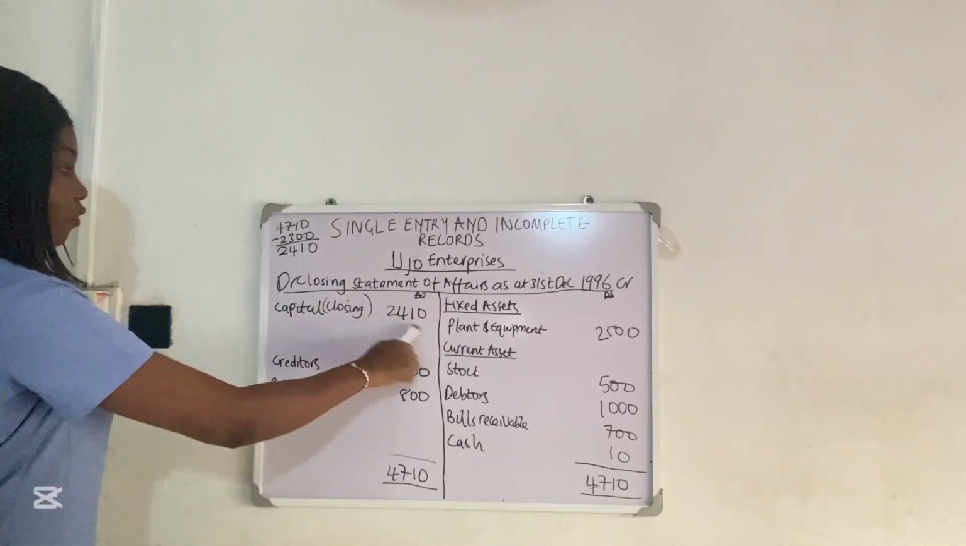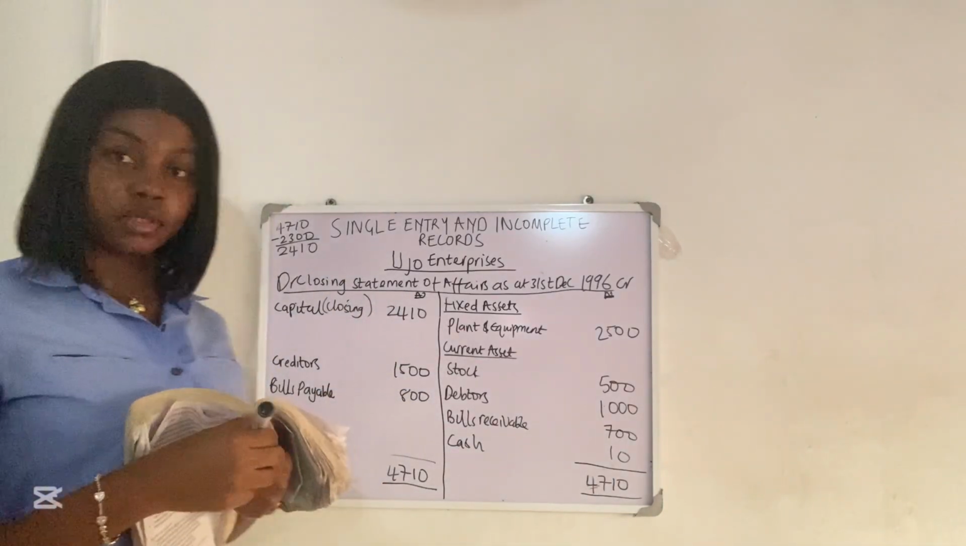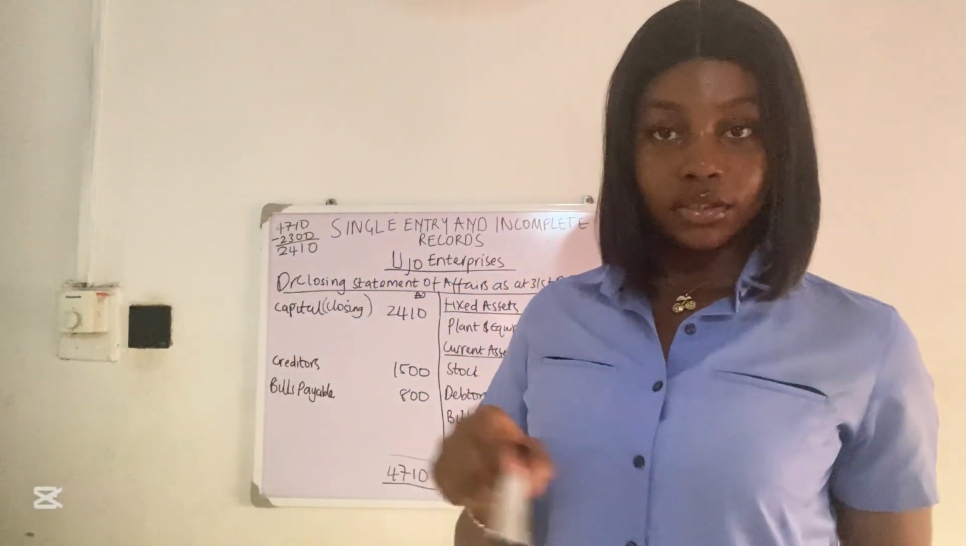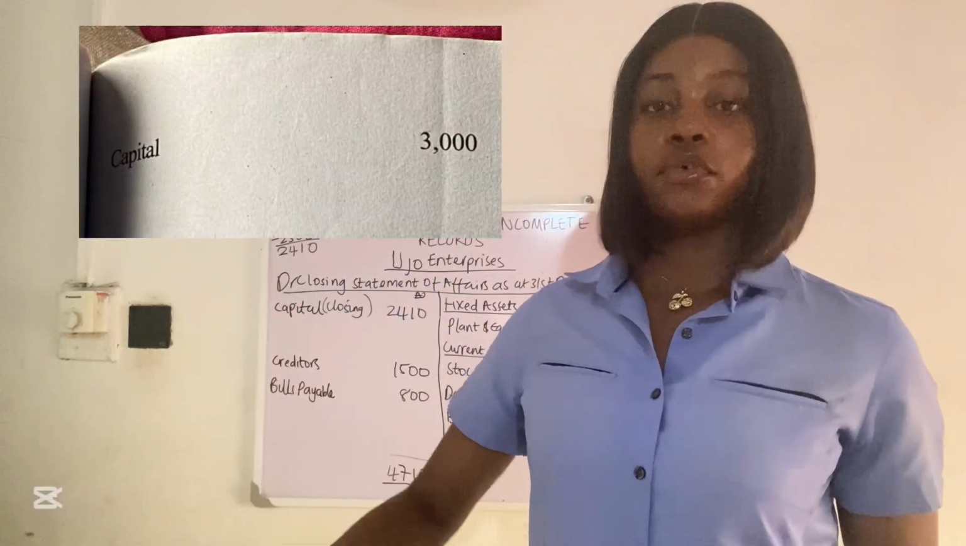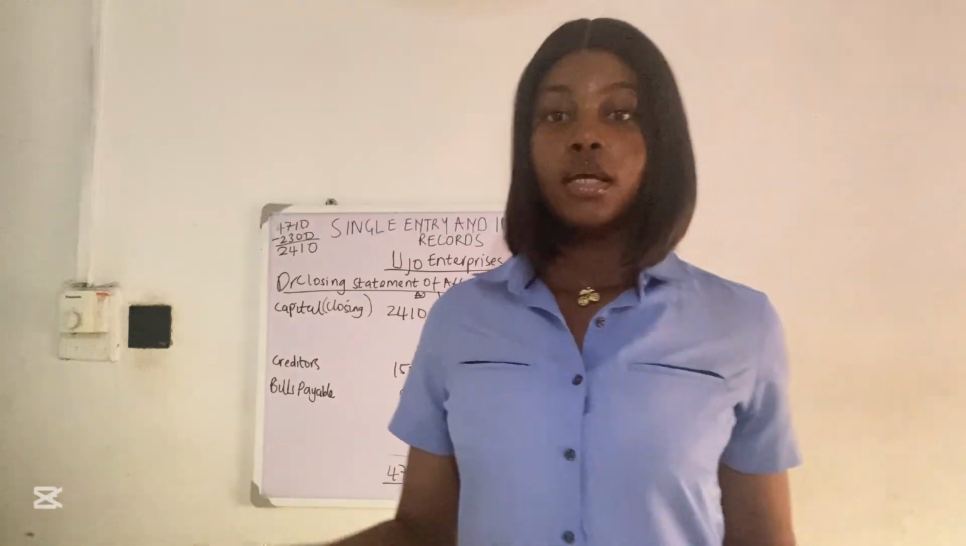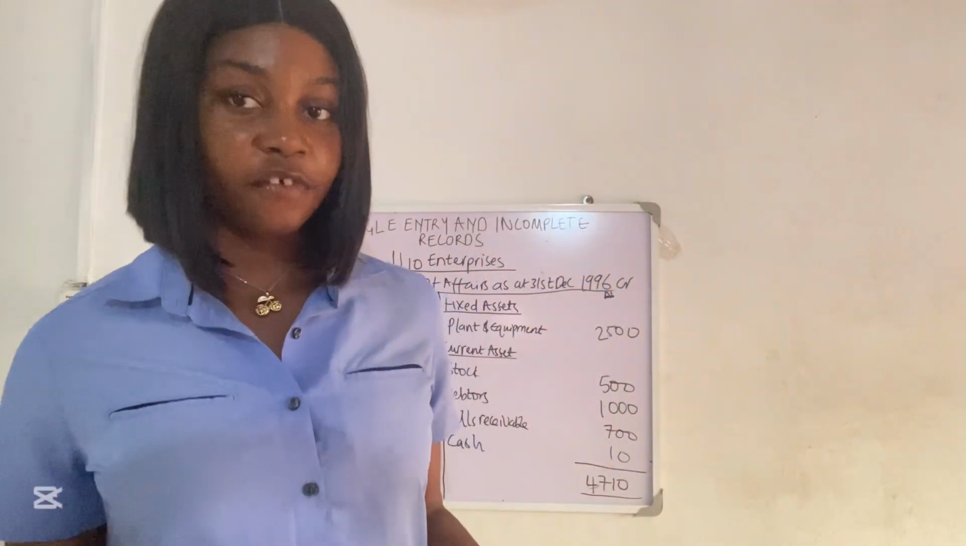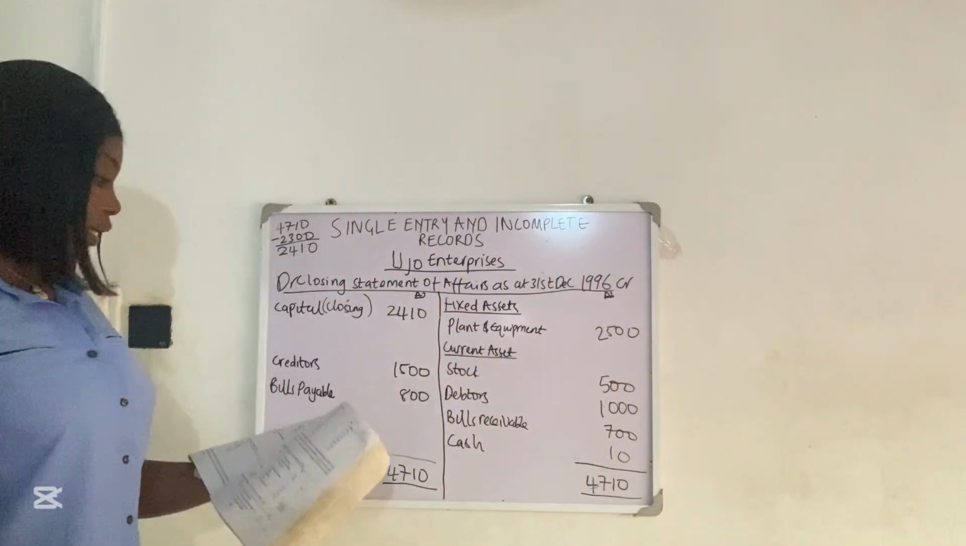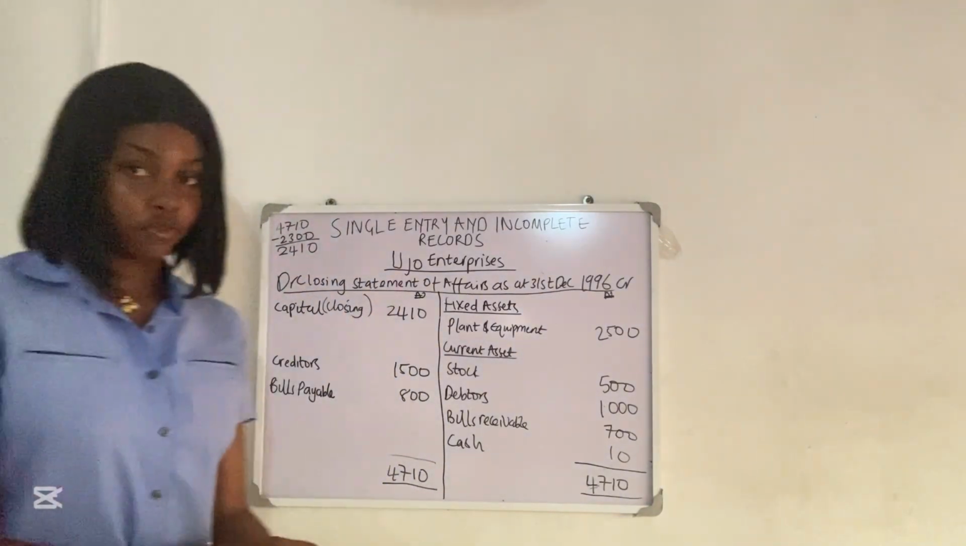Give us 2,410. In the question, which I've already pasted, you'll see the opening capital. That question gave us our opening capital, so that was why we didn't have any need to prepare an opening statement of affairs again. So we've gotten our closing capital. That's the first part of the question.